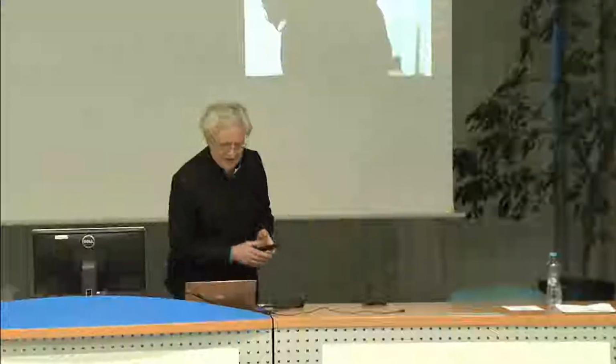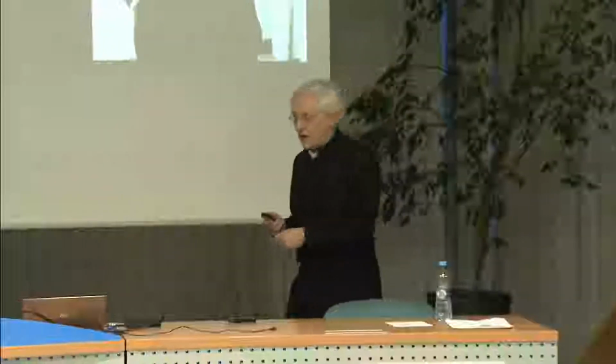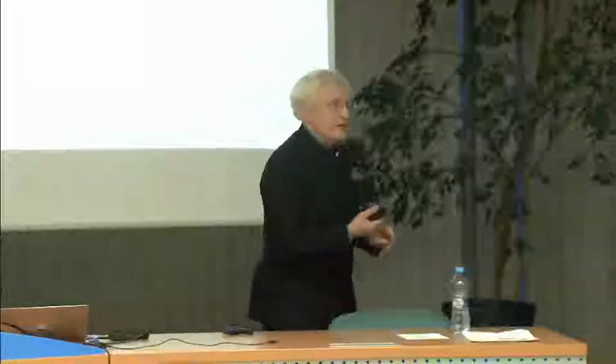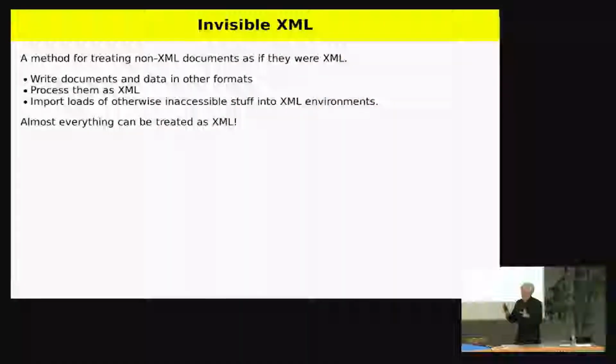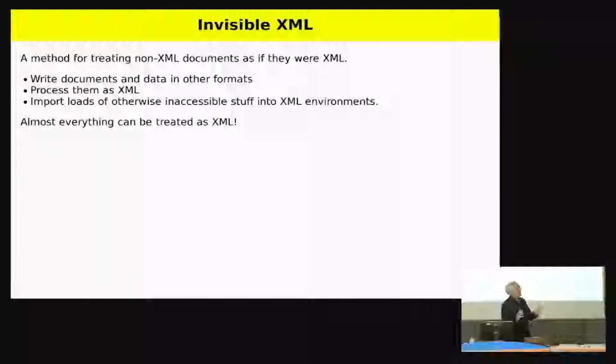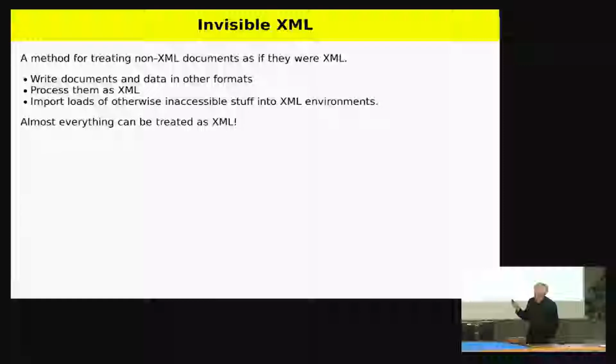So I'm going to talk about the specification of ixml, Invisible XML. For those of you who don't know what it is, let me just briefly describe it. It's a method for turning non-XML documents into XML, or at least being able to treat them as if they were XML. So you've got documents and data in other formats apart from XML. You can process them as XML, and that means that you can import loads of other sorts of documents into the XML environment. So, in other words, almost everything can be treated as XML.